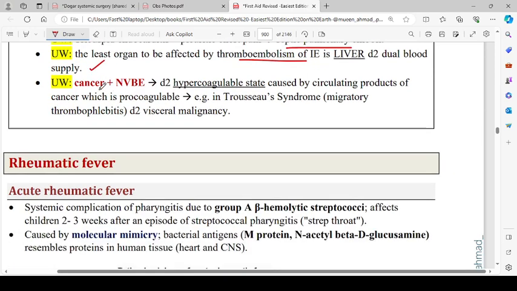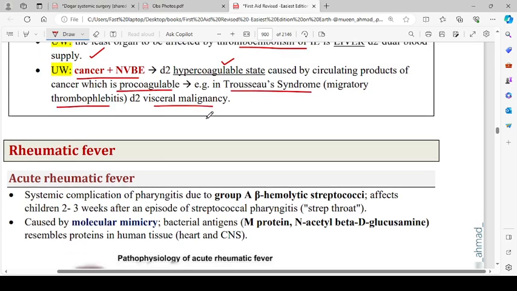Then we have cancer with non-bacterial endocarditis due to a hypercoagulable state caused by circulating products of cancer, which are procoagulable, for example, Trousseau syndrome, migratory thrombophlebitis due to visceral malignancy.